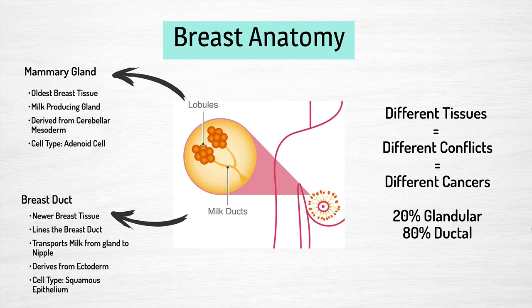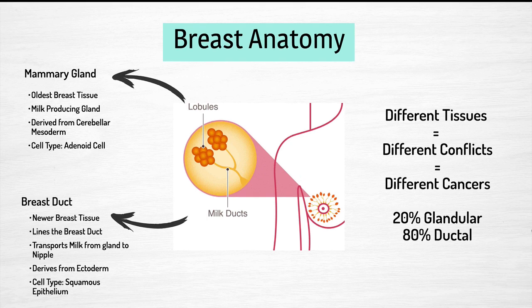In GNM, all biological special programs are set off by some type of conflict. And that becomes very important as we look at the difference between ductal breast cancer and glandular. The breast duct is the tube that carries the milk from the gland to the nipple, and it derives from ectoderm. So it's newer embryologically and evolutionarily, and the cell type is squamous epithelium. Ductal cancers are much more common than glandular. And when we look at the conflict specifically, you might be able to guess why that is.